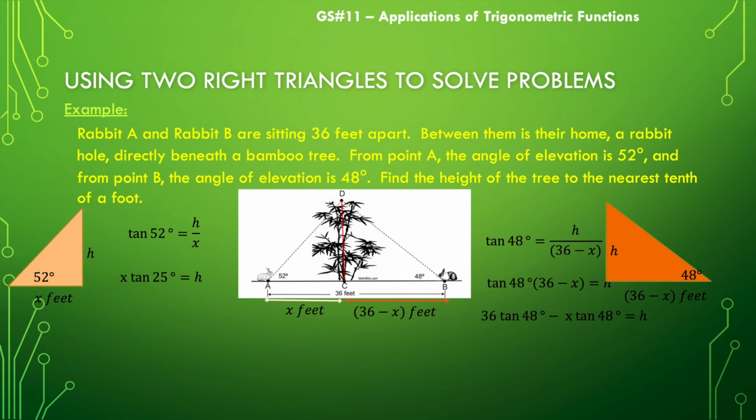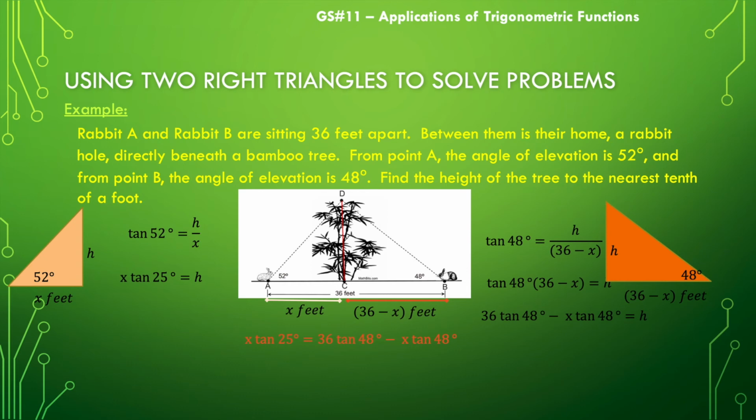Now notice I have two expressions that are both equal to h. And if they're both equal to the same thing, I can set them equal to each other. So I can say that x times the tangent of 25 degrees is equal to 36 times the tangent of 48 degrees minus x times the tangent of 48 degrees. Okay, now what do I do with that? Well, you see you've got a couple of x's on both sides. It's really combining like terms at this point. We want to bring everything that has an x to one side of the equation and everything without an x to the other side, okay?